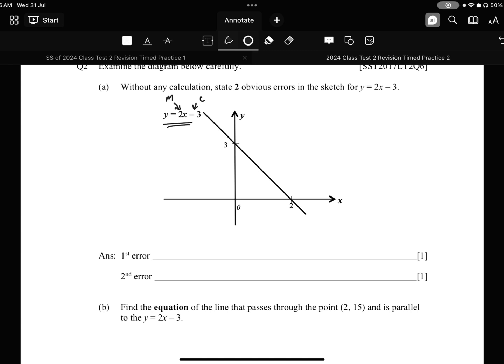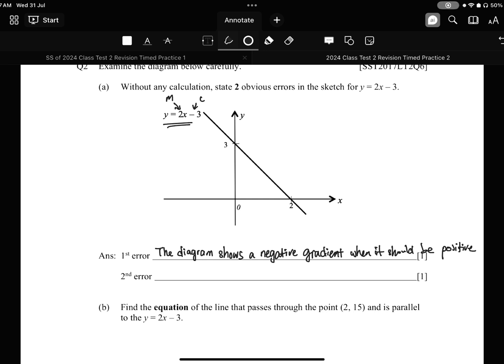The diagram shows a negative gradient when it should be positive. That's the first problem, right?